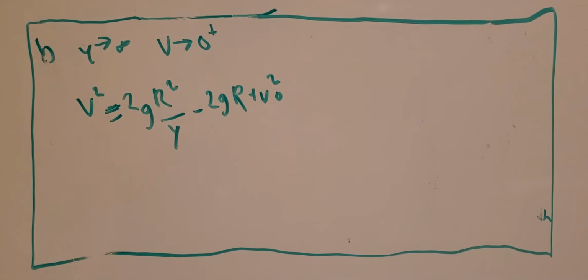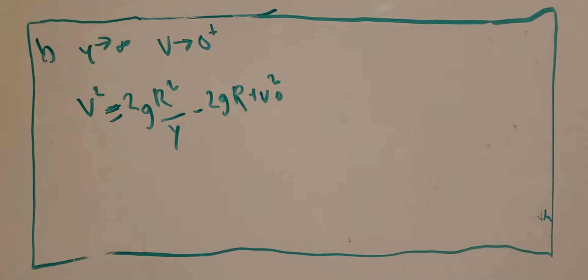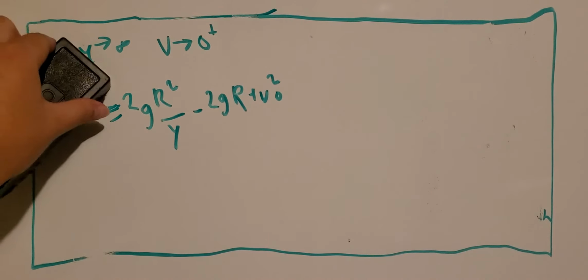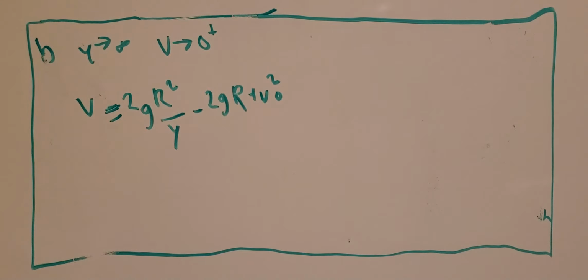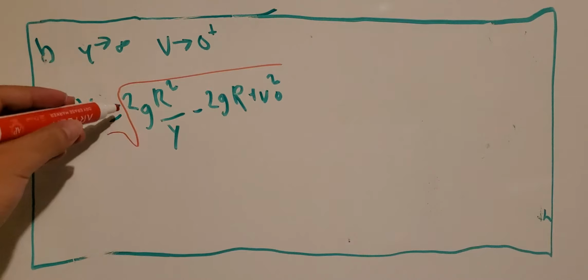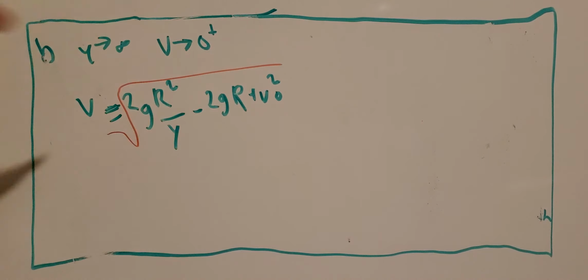To get rid of this v squared, specifically only the squared part, we could take out the squared and put the square root on the other side. Yes, like that. So now it's like this: v is equal to the square root of 2gR squared over y minus 2gR plus v squared naught.